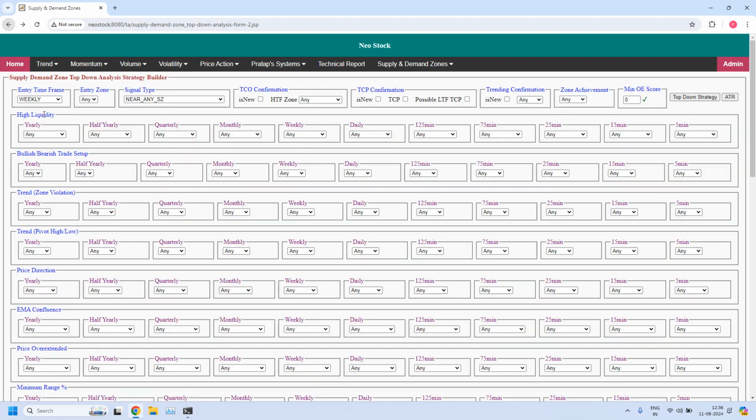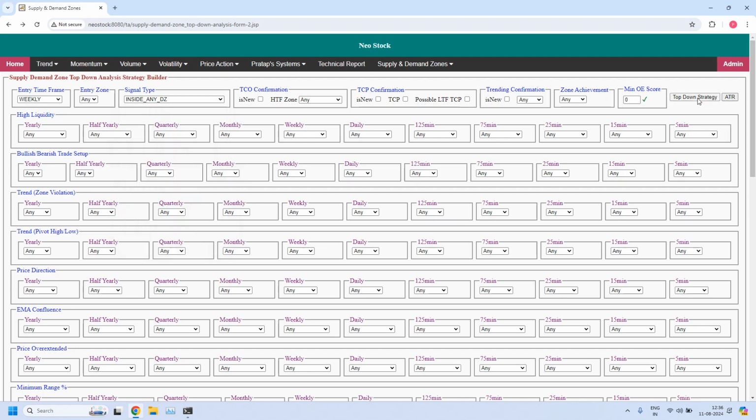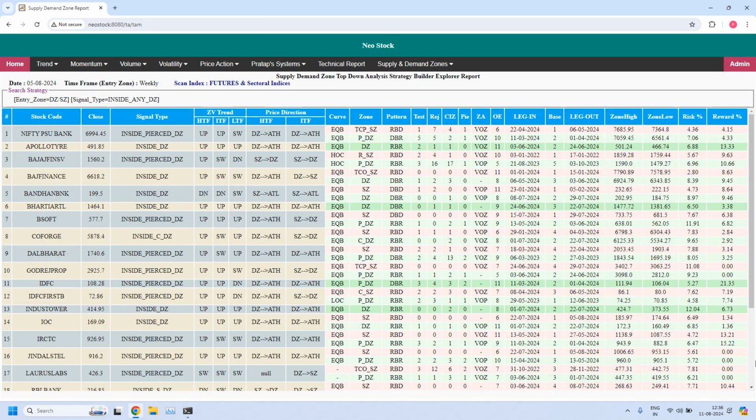And the next one, for weekly time frame, let us find the stocks where price closed inside weekly demand zone. So a good number of stocks are closed inside the weekly demand zone. Price closed inside the weekly demand zone.